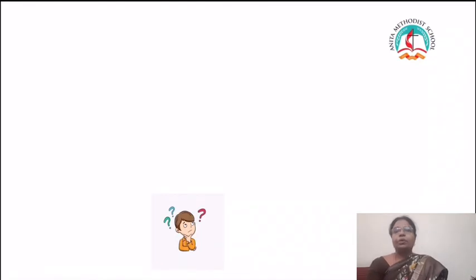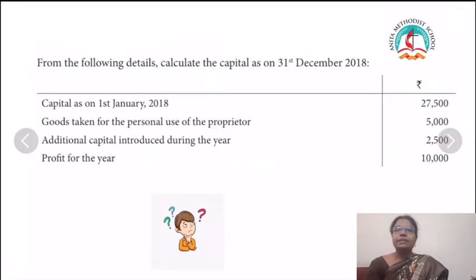Now children, look at this problem. From the following details, calculate the capital as on 31st December 2018. Capital as on 1st January 2018, 27,500. Goods taken for the personal use of the proprietor 5,000. Additional capital introduced during the year 2,500. Profit for the year 10,000. So you have to calculate the capital as on 31st December 2018.